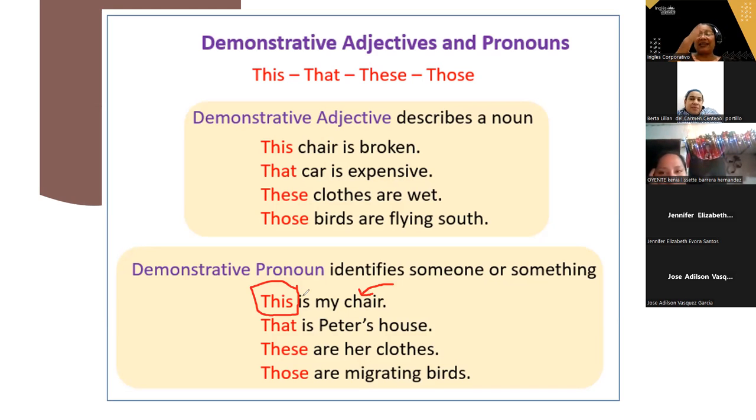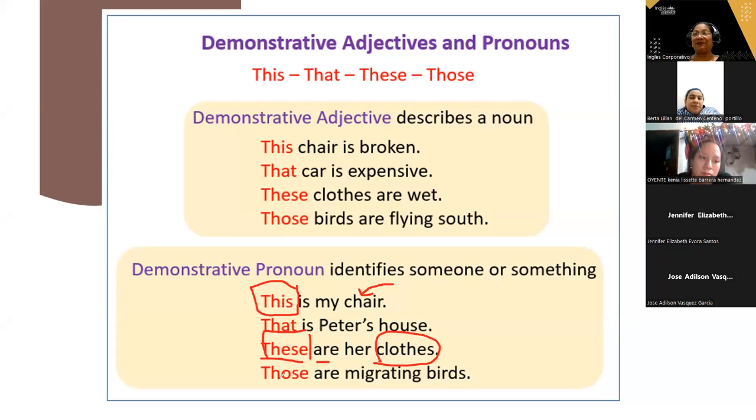And it happens exactly the same with the rest. Yo digo that is Peter's house. ¿Qué es lo que yo estaré señalando? La casa de Peter. Hay muchas casas, pero yo estoy diciendo, okay, that is Peter's house. Pero quiero decir en realidad, aquella casa es la casa de Peter. Entonces, no estoy repitiendo la palabra ni chair ni house. Y lo mismo sucederá en el otro ejemplo. These are her clothes. ¿A qué se refiere este?